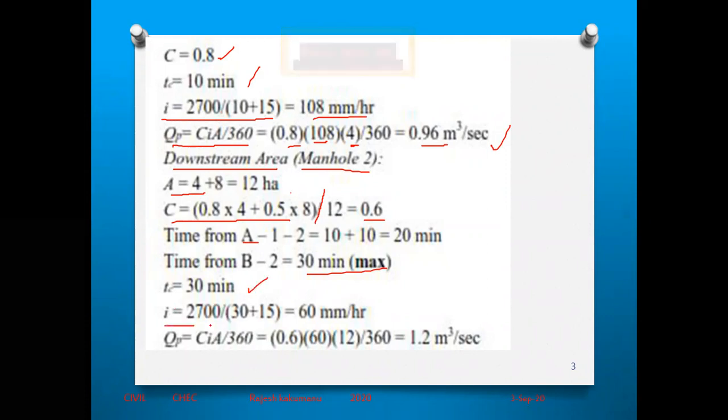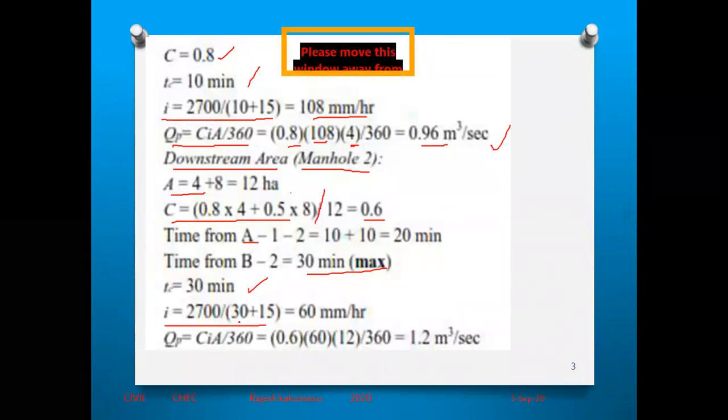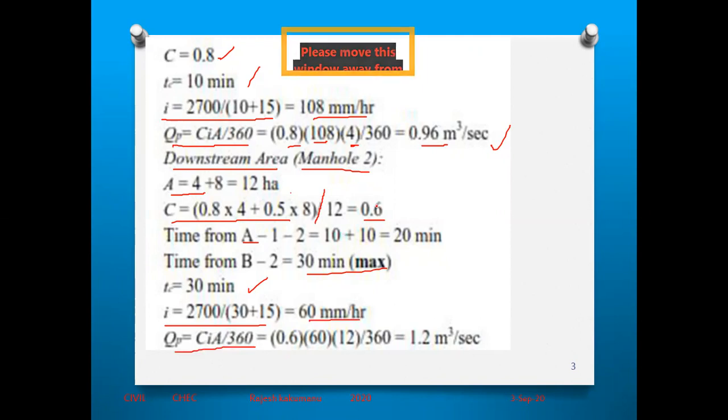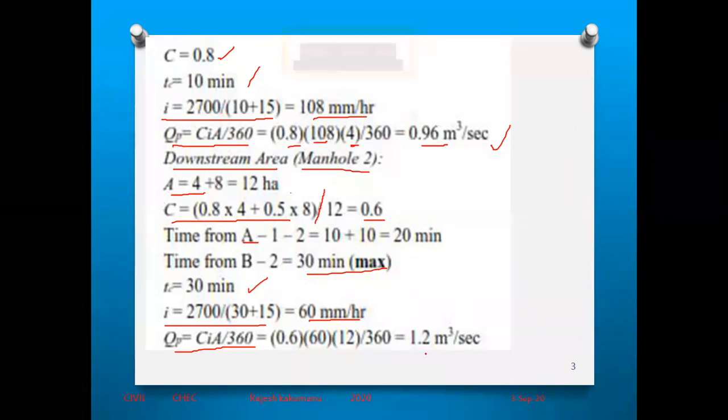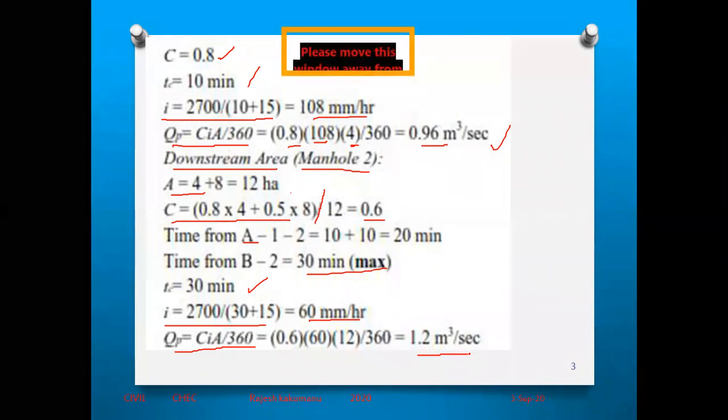Now taking the I, I is equal to 2700. This is a constant, this is a formula, 2700 divided by the time TC, 30 minutes plus 15, that is equal to 60 mm per hour. Now applying the formula, QP is equal to CIA by 360. C is equal to 0.6, I is equal to 60. We got A, what is the area? 12 hectares divided by 360, that is equal to 1 meter cube per second. So this is the discharge of the downstream area with respect to A plus B.